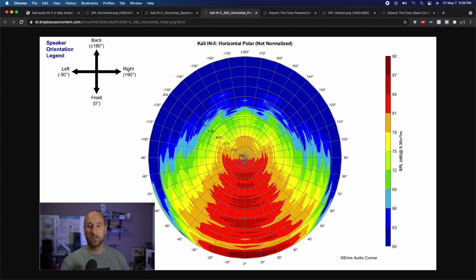And one thing I will note about this graphic is on the low frequency end, it only goes down to 200 hertz because if I try to make it go down to 20 hertz, there just wouldn't be enough room in this graphic to do that. So I'll stop it short at 200 hertz.